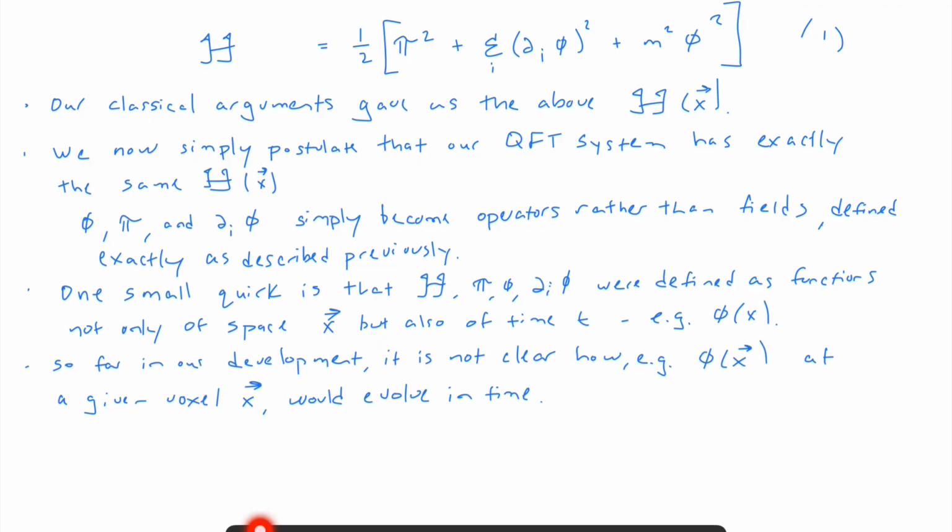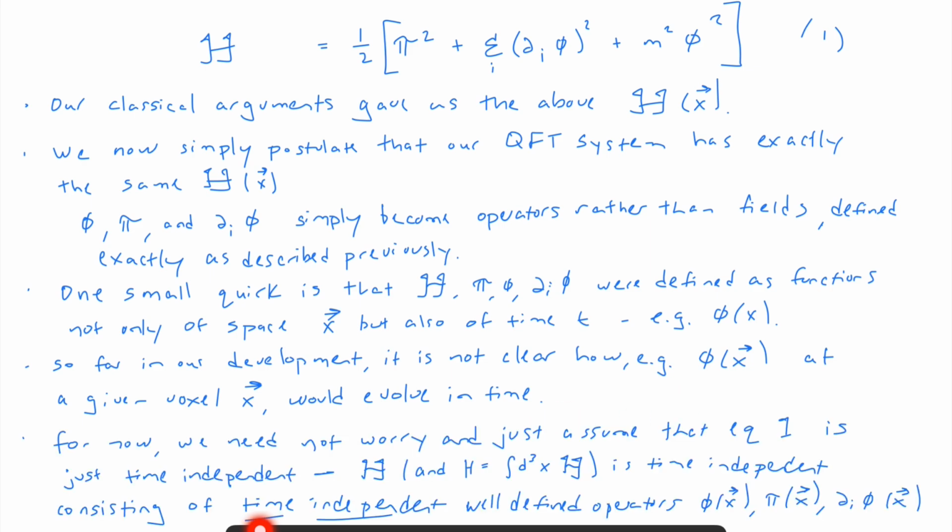So far in our development of quantum field theory, it is not clear how, for example, phi of x at a given voxel x would evolve in time. We haven't gone over that at all as we extended quantum mechanics to quantum field theory. For now, we need not worry about it, and we just assume that equation 1 is time independent. The Hamiltonian density is time independent, consisting of time independent, well-defined operators phi of x, pi of x, and the partial derivative of phi of x. We don't need any consideration of time. We defined these very clearly in our original two lectures. As of now, the operators don't evolve in time. We'll change that in the future.